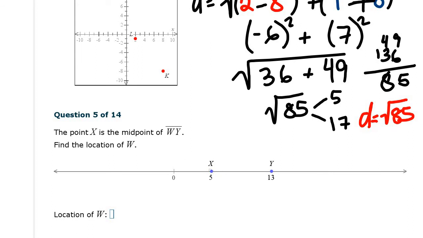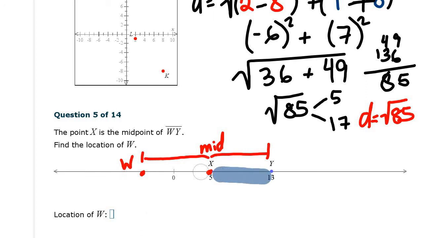If x is the midpoint of wy, find the location of w. So this is the middle of something. If you're in the middle of something going like this, obviously, the question is, where would w be? If it's the middle, this distance has to be the same as that distance. So from 5 to 13, of course, is 8 units. So if I go 8 units this way, 1, 2, 3, 4, 5 gets you to 0, 6, 7, 8. That's going to be -3.